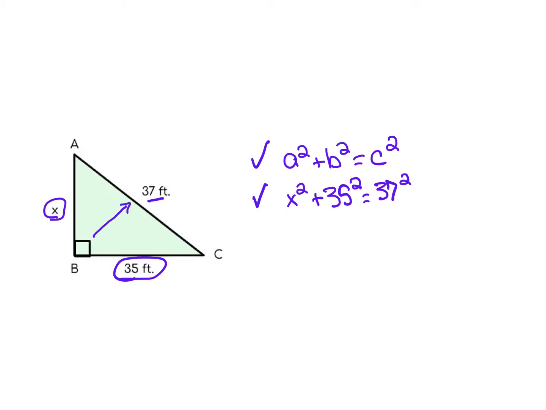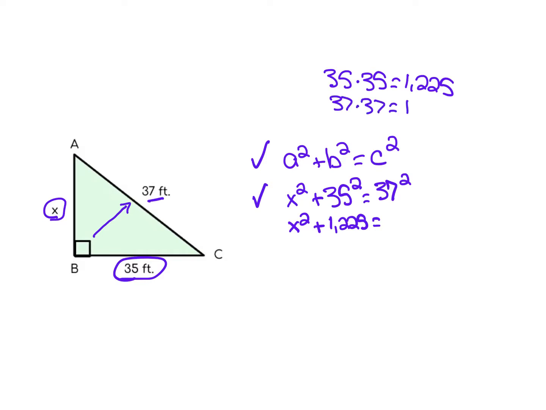We're now going to simplify. X squared, we're going to bring that down, plus 35 squared, and that is 35 times 35, which equals 1,225. And that's going to be equal to 37 squared, which is 37 times 37, which equals 1,369.